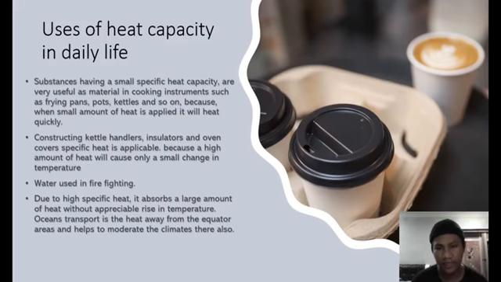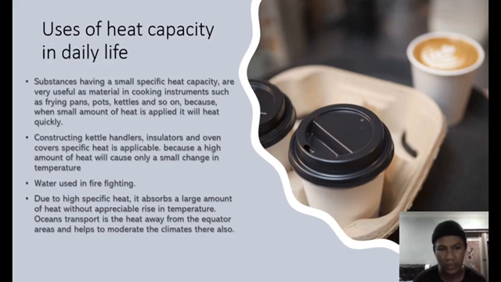The uses of heat capacity in daily life. Substances having a small specific heat capacity are very useful as material in cooking instruments such as frying pan and so on, because when a small amount of heat is applied, it will heat quickly. Then, in constructing kettle handles, insulators, and oven covers, high specific heat is applicable because a high amount of heat will cause only a small change in temperature.